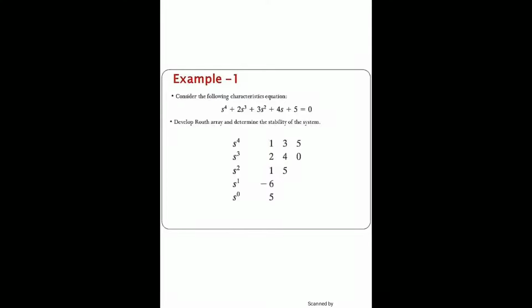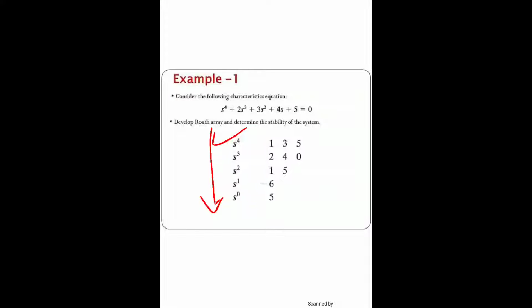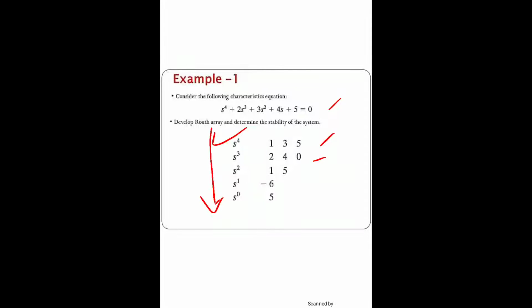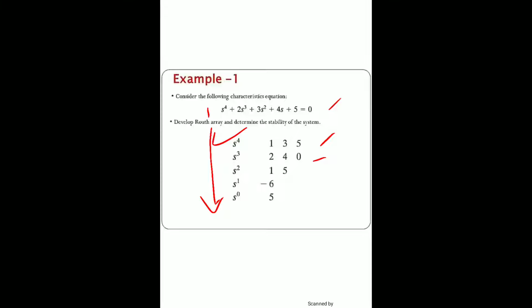Okay, let's take another example: s raised to 4 plus 2s cube plus 3s square plus 4s plus 5. The highest degree is s raised to 4, so the order for the Routh array is from s raised to 4 to s raised to 0. The first two rows are directly written from the characteristic equation. The coefficient of s raised to 4 is 1. Skip the second term, then the third term is 3 and the next is 5. So 1, 3, 5. The s cube terms are 2, 4 and 0. So we got two rows from the characteristic equation, but now the analysis is required for the next rows.